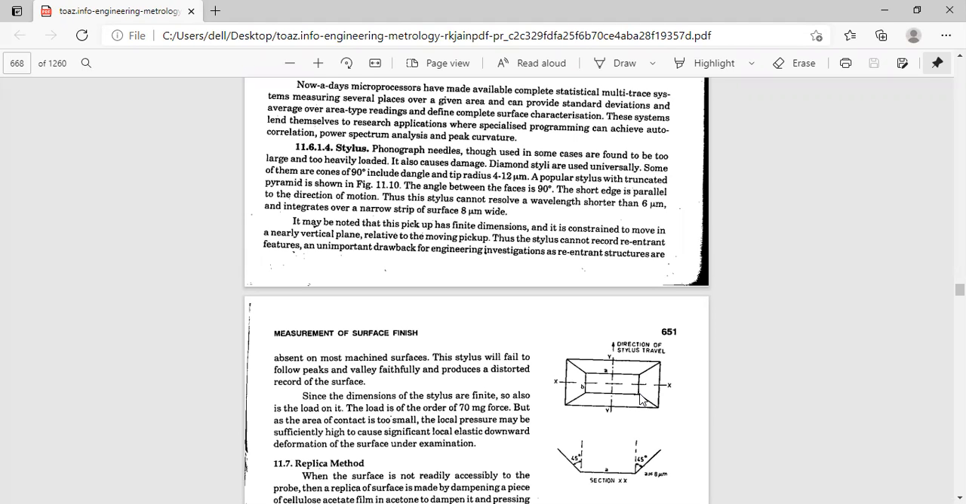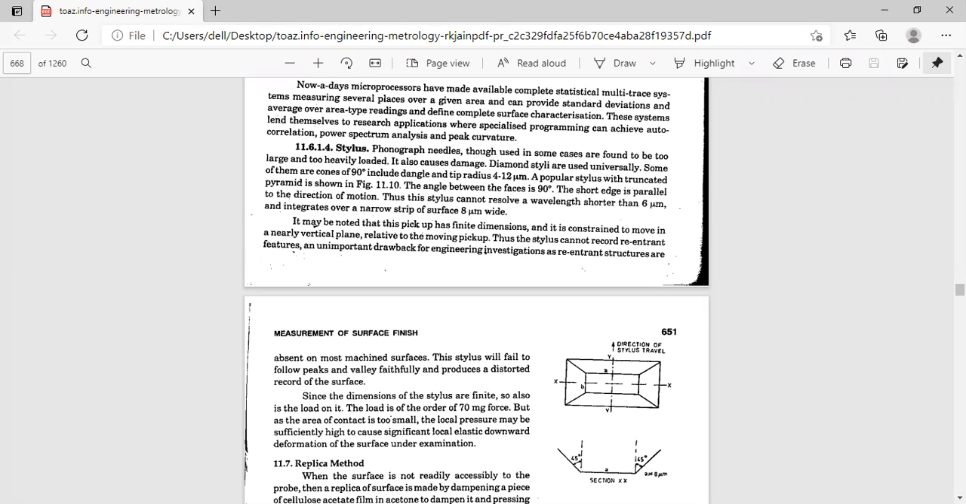it will sometimes fail to follow the peaks and valleys faithfully. Because if you are not going for the correct setting, faithfully means sincerely, and it will not give a correct record of the surface irregularities. It will give a distorted record. So we cannot rely. That's why we have to choose the correct stylus for the particular production method which we have used to obtain that surface finish. That's very important.